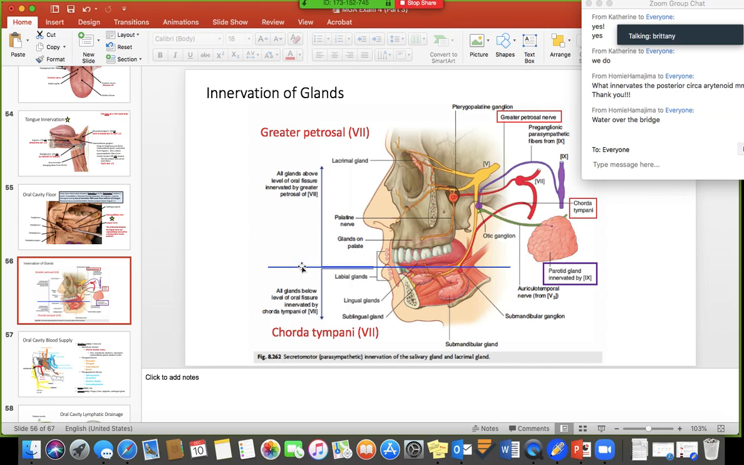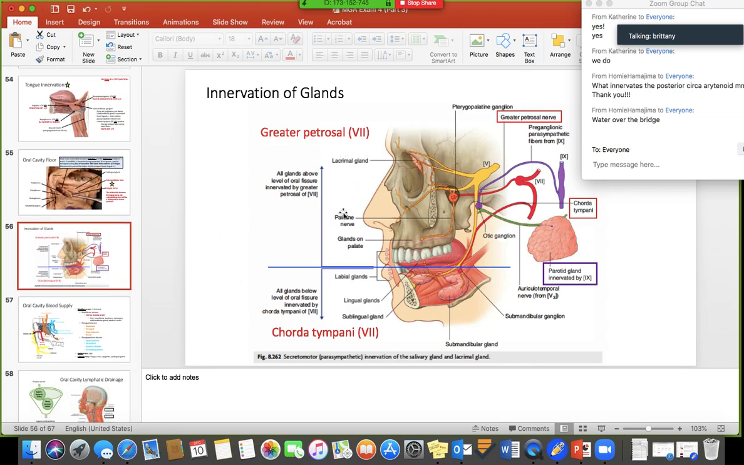Okay. I just threw this in straight from her lecture. They didn't really explain this to us last year, but this is good. So above this line, the glands are innervated by the greater petrosal, and below by the chorda tympani. And then your big exception here is the parotid gland, postganglionics from cranial nerve 9.